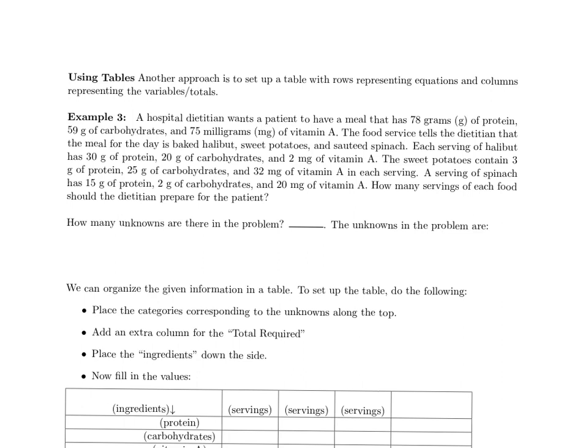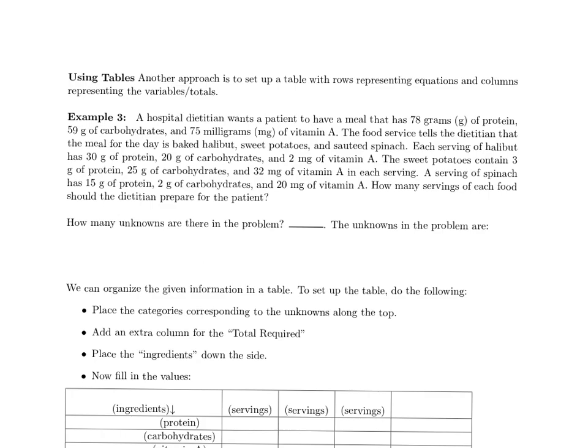So we have a hospital dietitian who wants a patient to have a meal that's 78 grams of protein, 59 grams of carbohydrates, and 75 milligrams of vitamin A. The food service tells the dietitian that the meal for the day is baked halibut, sweet potatoes, and sauteed spinach. Each serving of halibut has 30 grams of protein, 20 grams of carbohydrates, 2 grams of vitamin A. We go on to read about the sweet potatoes and the spinach. And then the question is, how many servings of each food should the dietitian prepare?